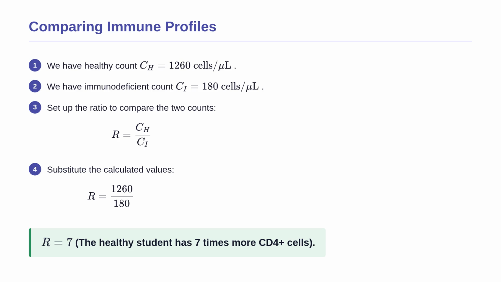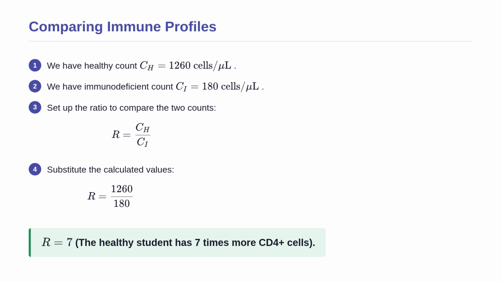Now that we have calculated both counts, let us compare them directly to understand the sheer scale of immune cell loss. We will set up a simple division equation to find the ratio between the healthy immune system and the severely compromised one. We take the healthy count of 1,260 and divide it by the immunodeficient patient's count of 180. The calculation yields a final ratio of exactly 7.